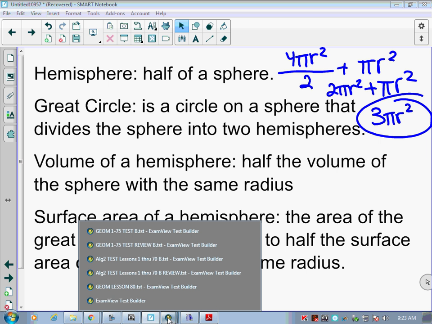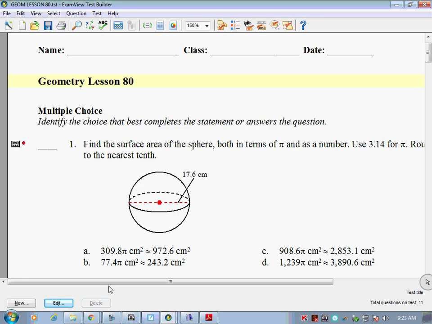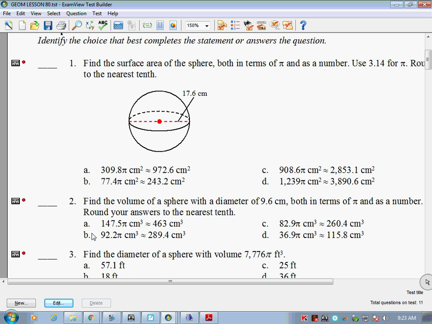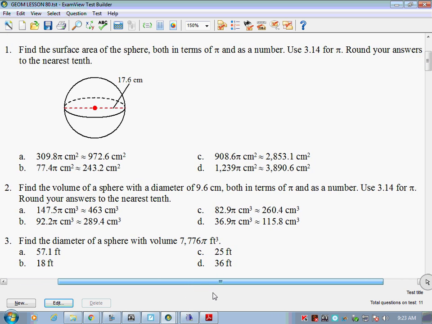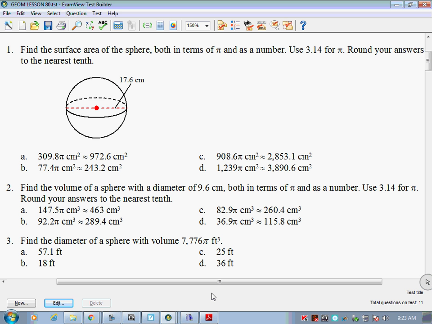Let's see, geometry, lesson 80. All right, so we want to find the surface area of the sphere, both in terms of pi and as a number using 3.14 for pi. We want to round our answer to the nearest tenth. Okay, let's see. The first thing that we want to do here is notice that this red line goes all the way across. So is that a radius or a diameter? That is a diameter. So what am I going to need to do with that 17.6? I'm going to need to divide it by 2, right?